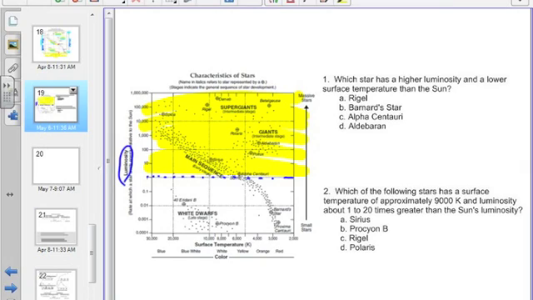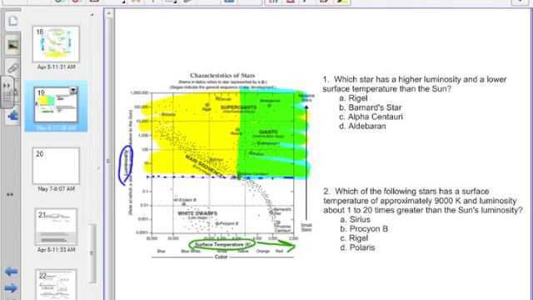Now, the other part of it says, and a lower surface temperature than the sun. Lower surface temperature, which means as I look at temperature, lower, cooler, is always going to be to the right-hand side. Here's our sun again, so I want to go to the right. Let's see if we can overlap. Okay, cooler is going to be something right up here. So I've really narrowed down the part of the graph that I'm interested in.